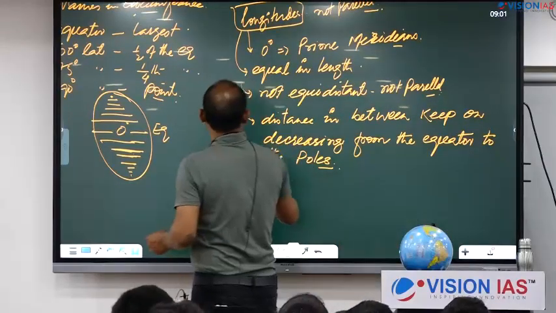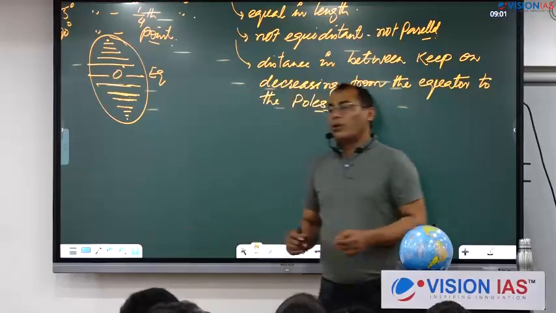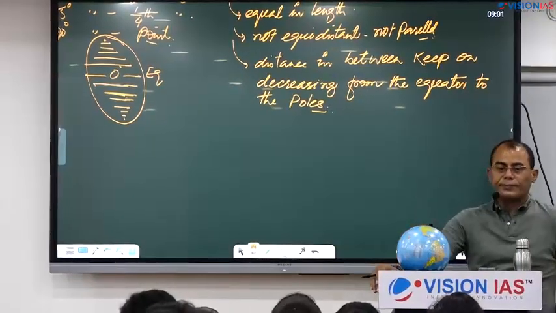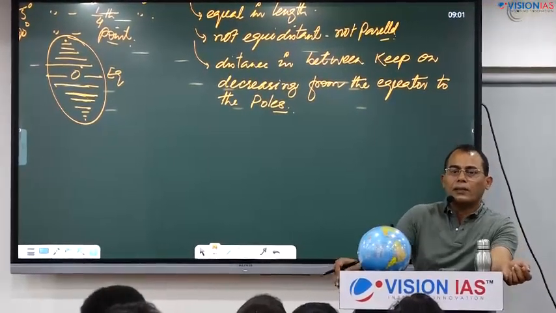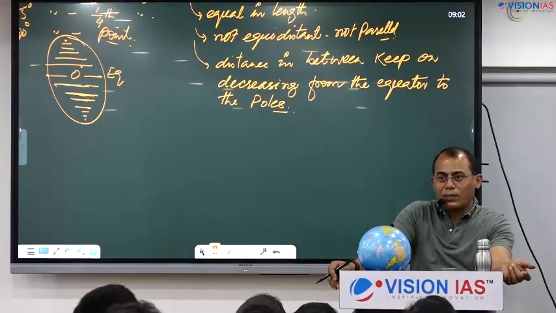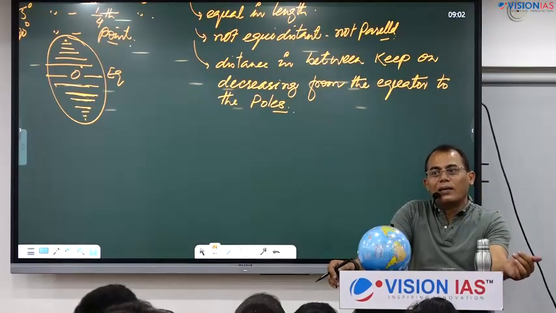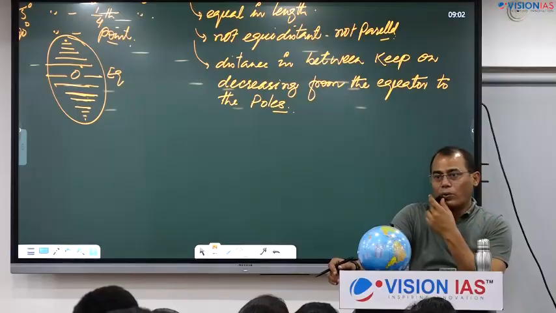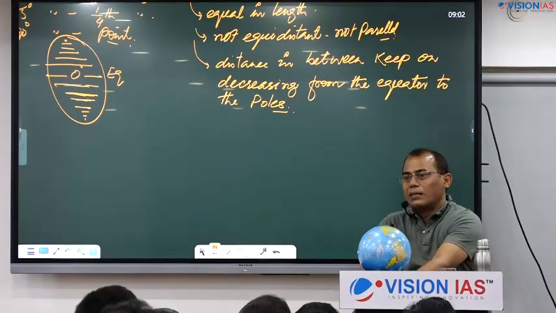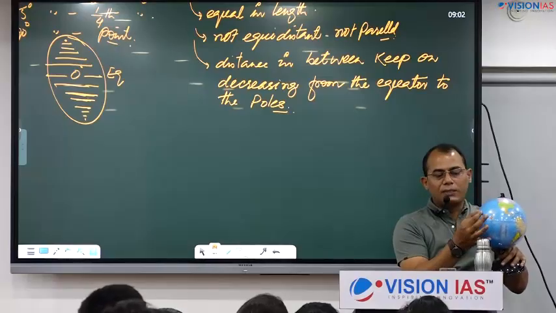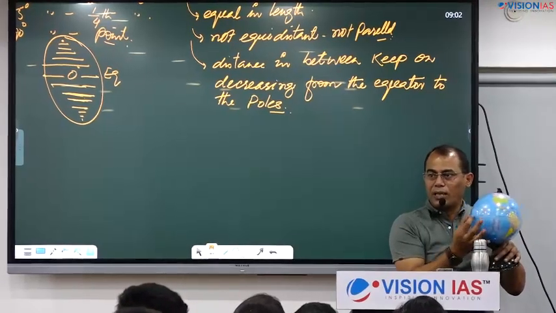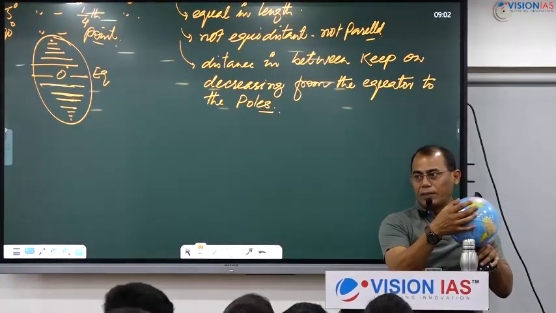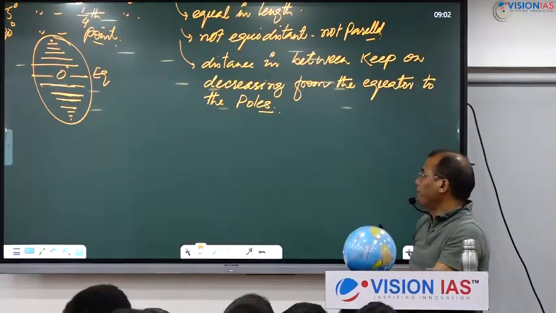Now, if I ask you a question, that distance between two longitudes will always be equal along a particular latitude. I'm telling you, I'm not asking you. Do you understand? The distance between the two longitudes will always be equal along a particular latitude. Though it will keep on decreasing towards the pole, along a particular latitude it will always be equal, right? So that's how the twisted version of that may come.